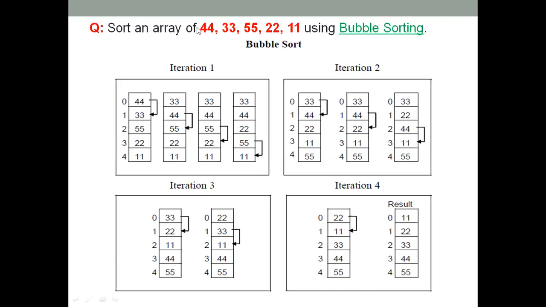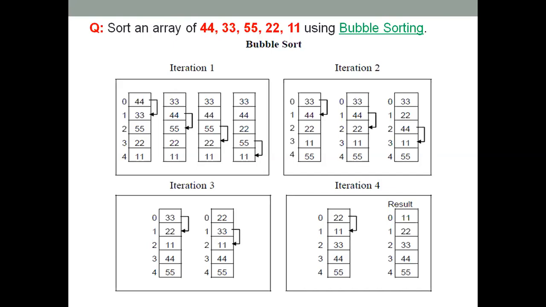We are going to repeat the same method: first with second, second with third, third with fourth, and so on. Now look here, 33 and 44. No need to change, because the smaller one, 33, is already in place. Next, 44 and 22: we have to change the place, because 22 is smaller. So 22 will go to the 44 place, and 44 will go to the 22 place.